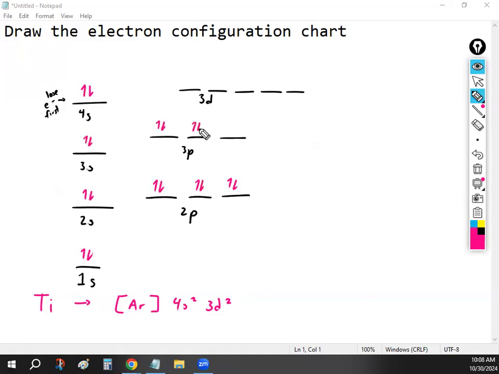And don't worry, on your exam for this class, I'm not going to have you guys draw this. It just takes too much time. If anything, I might have you fill out the chart, but you won't have to actually draw the chart. All right, so that's the 4s.